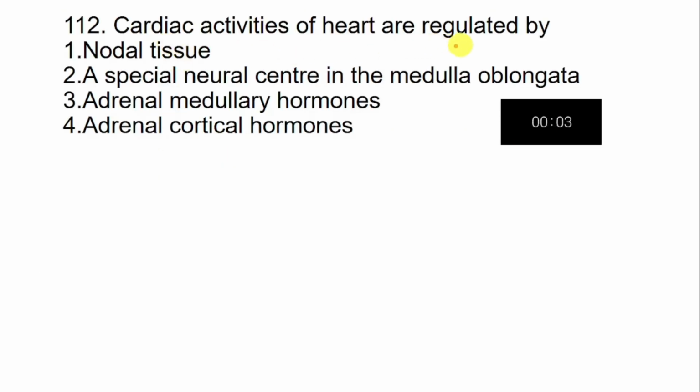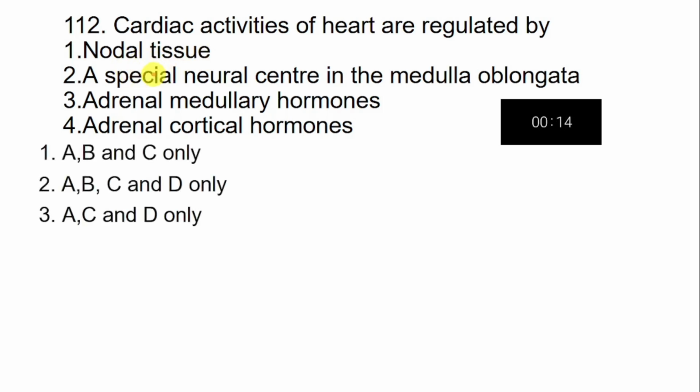Cardiac activities of the heart are regulated by nodal tissue. Nodal is the SA node. Yes, it is the pacemaker, so definitely this is involved. Option A is correct. Next, we have a special neural center in the medulla oblongata. This is also correct. It helps in the autonomic nervous system.